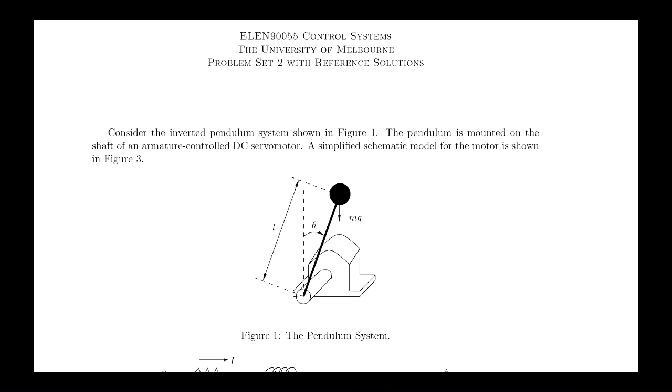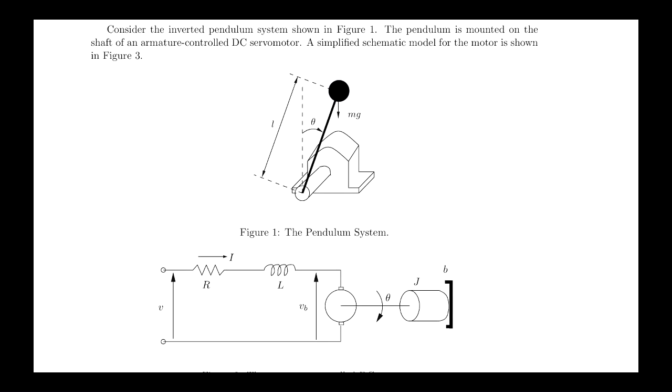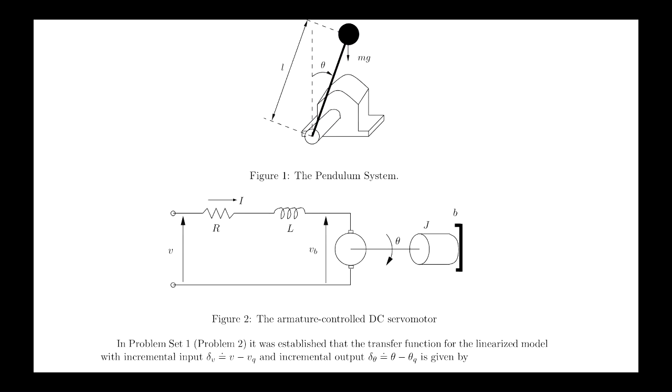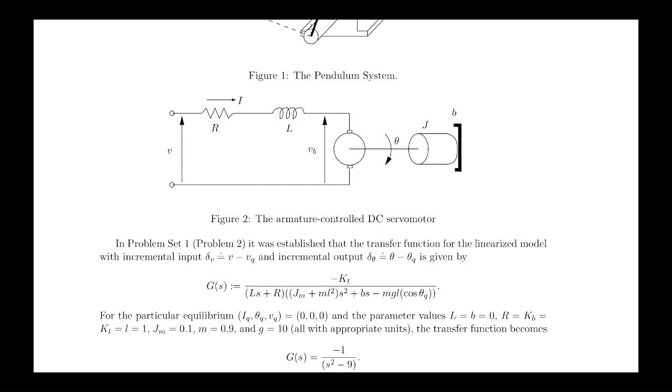All right, so problem set 2 is looking at this system, which is something that we studied in problem set 1. In problem set 1, we built a differential equation model for this system. It's just a DC motor that drives an inertial load that corresponds to an inverted pendulum, and we saw that you could get a transfer function that looks something like this.